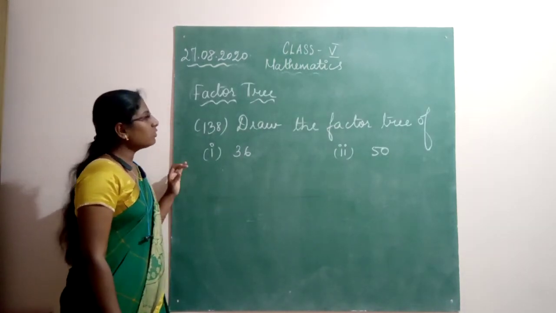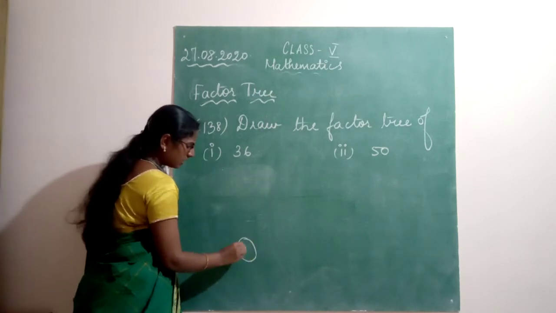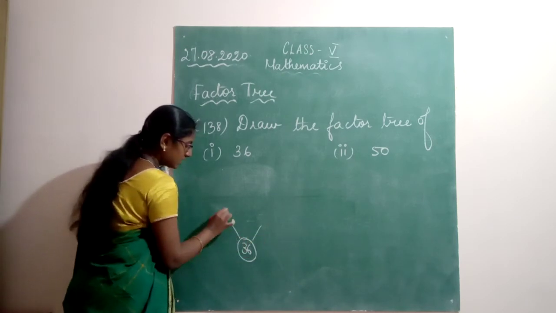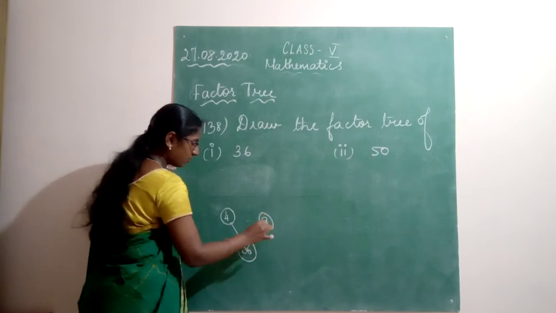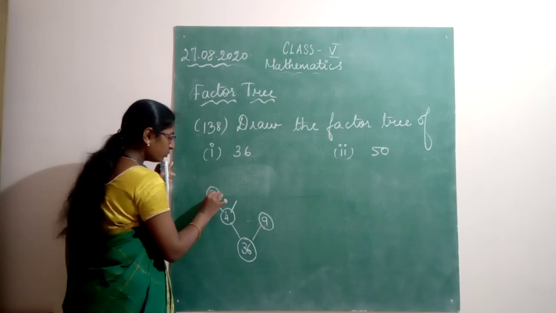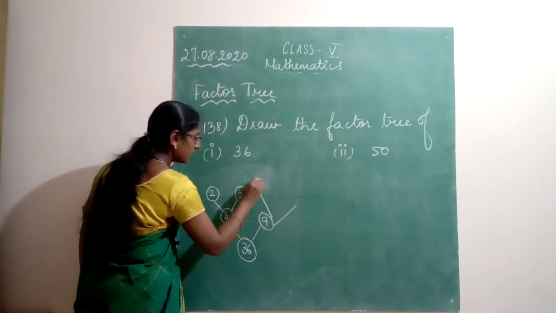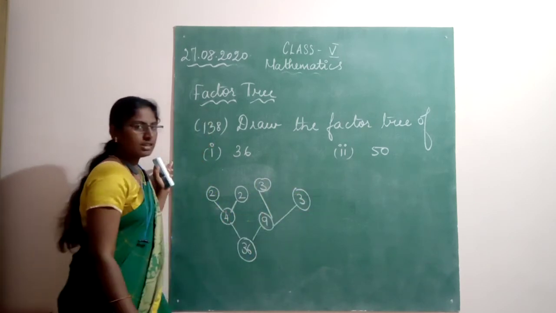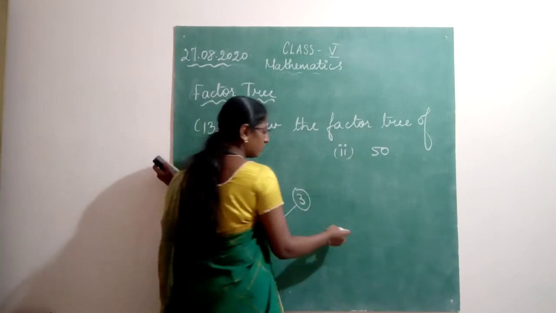So we have to draw a factor tree for 36 and 50. So start with 36. And you can write 36 as 4 9s are. Yes or no? Yes. Then you can write 4 as 2 2s are. And you can write 9 as 3 3s are. Is it clear? So now we have to do it for 50.